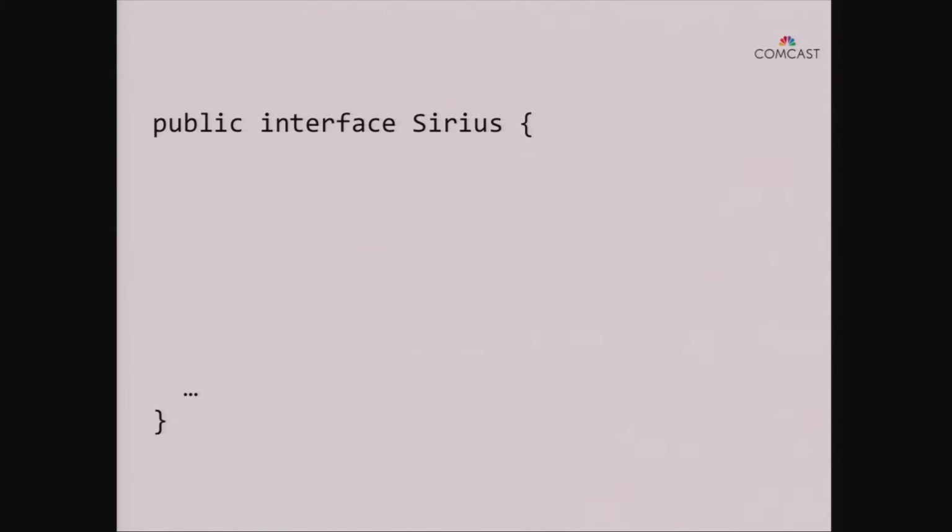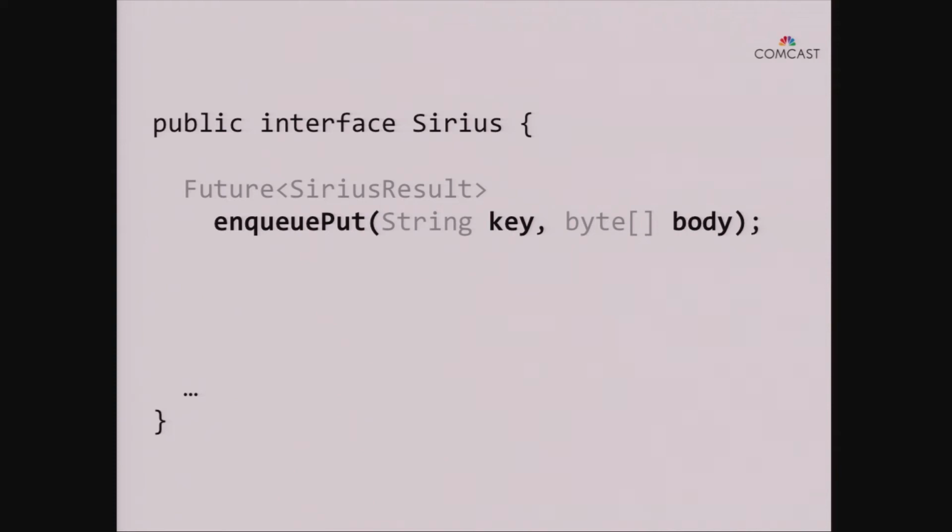So one of the things you can do is say, hey, Sirius, I'd like to do a put. This is a key value interface. I'd like to use this arbitrary byte array as the value to be associated with this key, which is a string. And if you'll note, what you get back is a future, so this is asynchronous. You can just say, I would like this put to happen at some point.